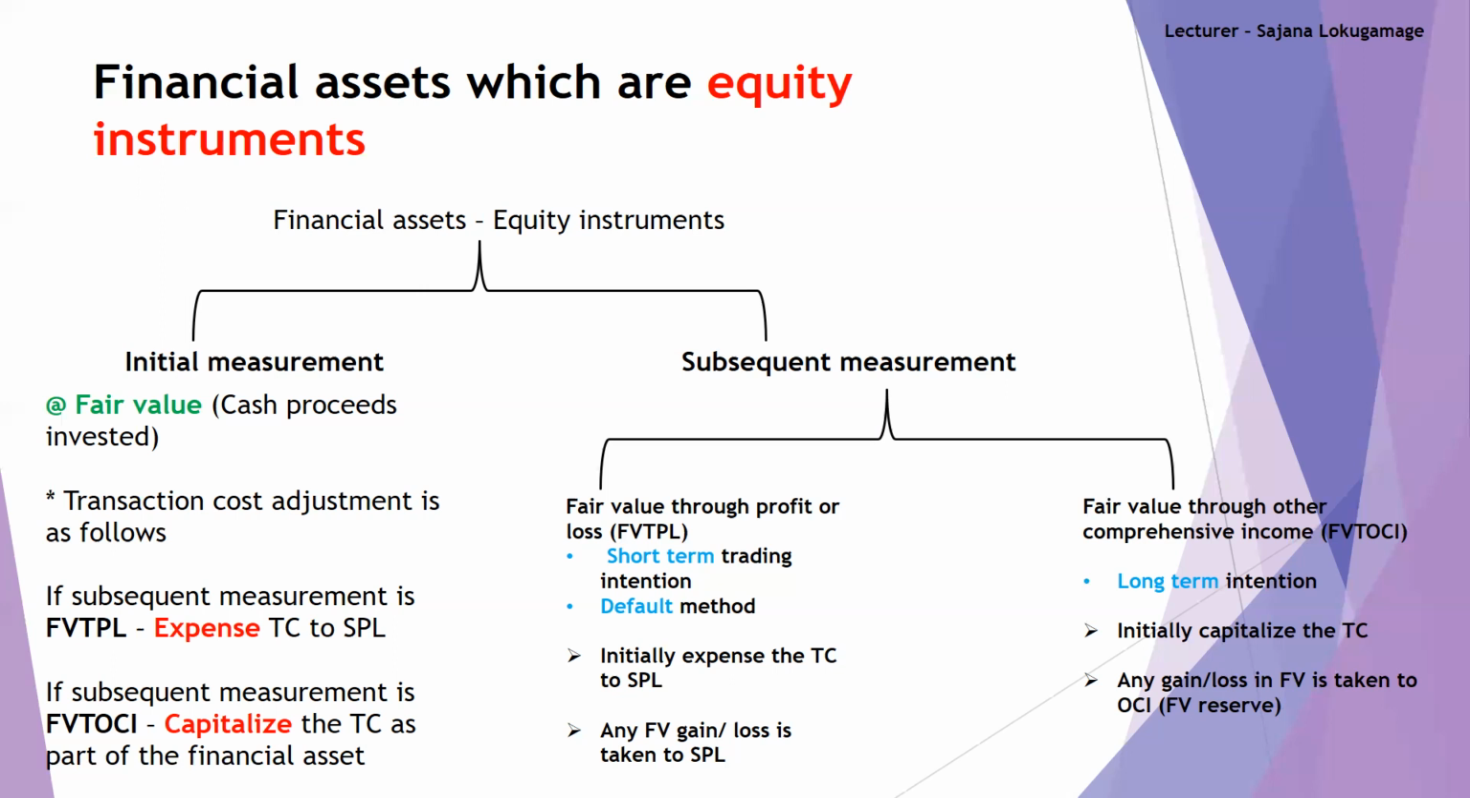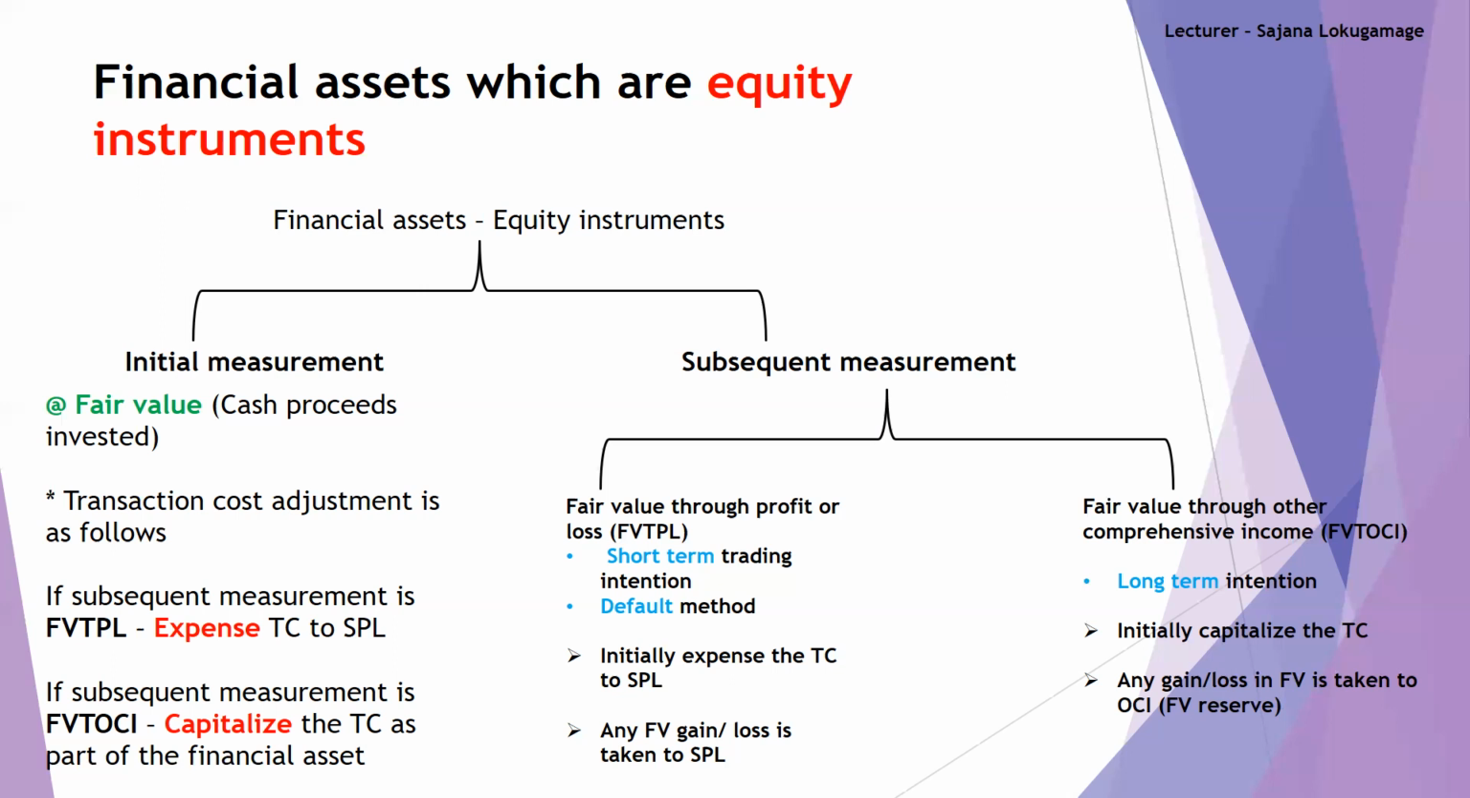Then FVTOCI, fair value to other comprehensive income. So if you purchase shares for long-term purposes, for example, to get the voting rights, to get dividends, and so on, you have to record it under FVTOCI, fair value to other comprehensive income. So at the initial stage, you have to capitalize the transaction cost as a part of the asset.